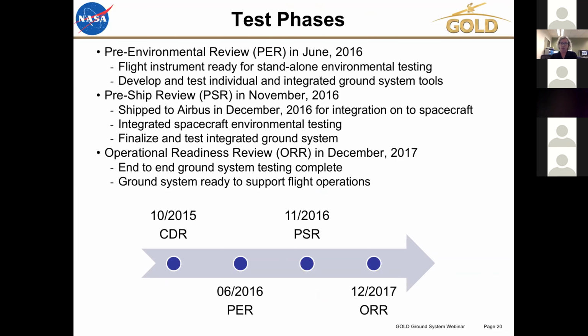Besides the spacecraft testing that went on, we were also able to perform ground system testing during this time frame. So throughout, basically from October 2015 until December of 2017, we were able to thoroughly test out the GOLD ground segment. We had to have ground segment testing done before the Operational Readiness Review, or ORR, that was held in December of 2017. And that was the gateway that said, we are ready to support flight operations.